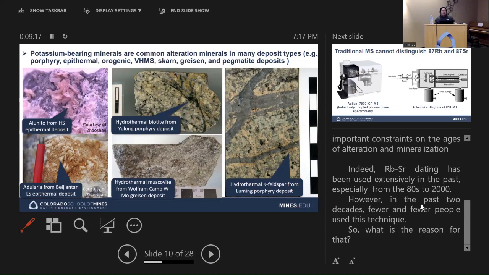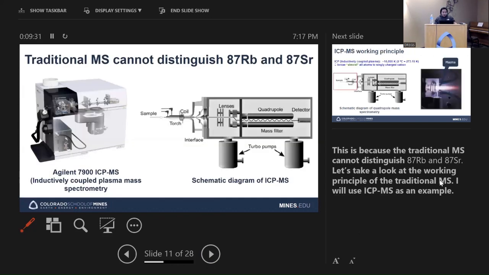However, in the past two decades, fewer and fewer people use this technique. It's kind of like people just don't like this technique anymore. So what's the reason for that? The main reason is because the traditional mass spectrometry cannot distinguish rubidium 87 and strontium 87.